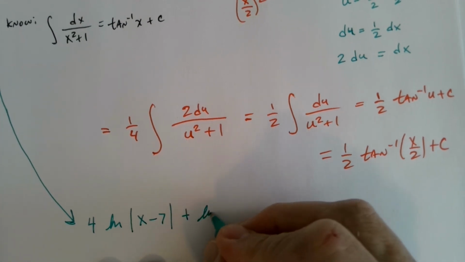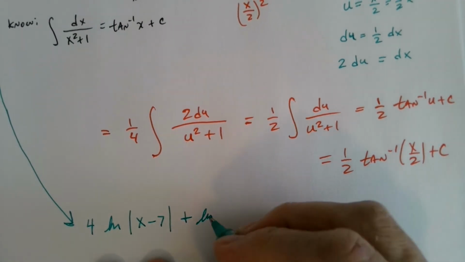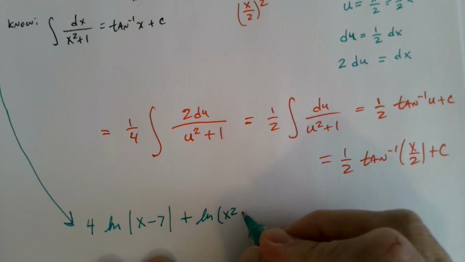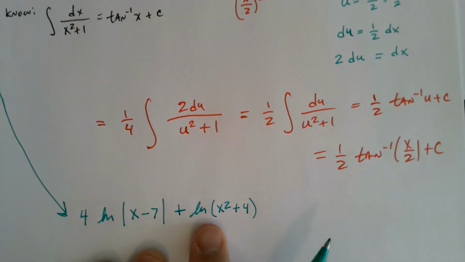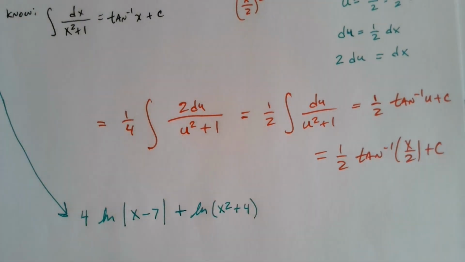And natural log absolute value of x squared plus 4, I'm going to write it as just x squared plus 4 without absolute values. Am I allowed to do that? Could you write the absolute value bars? Yeah. Could you do it without? Yeah, because notice x squared plus 4 is always positive. So I don't have to put the absolute value bars. If you put them there, it's okay.